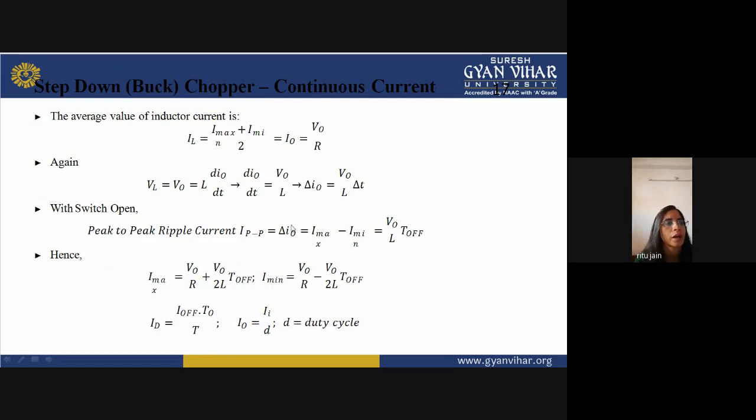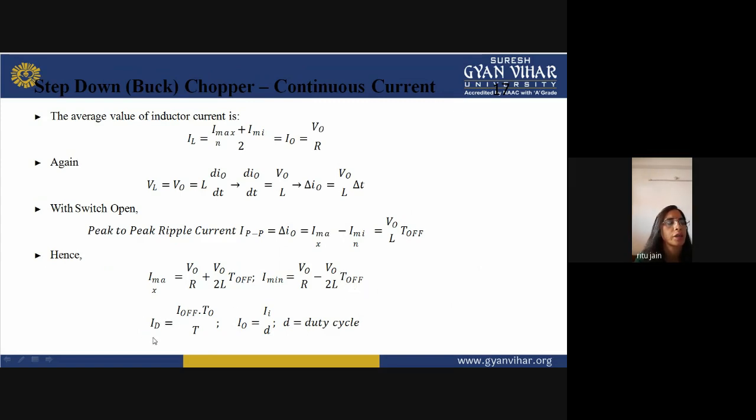So you can write from this equation that I max is equal to V naught upon R plus V naught upon 2L into T off, which is equal to I minimum is equal to V naught upon R minus V naught upon 2L into T off.